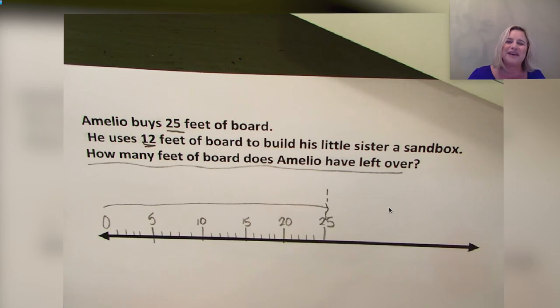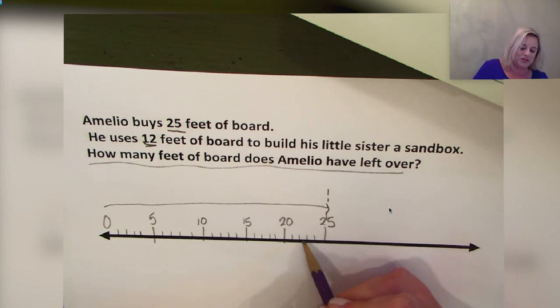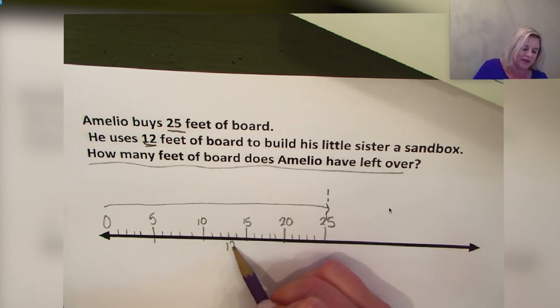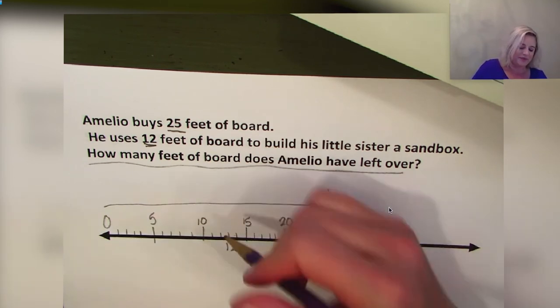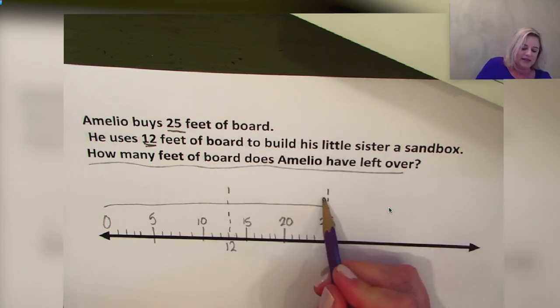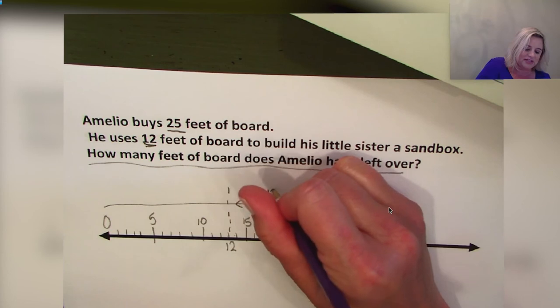Excellent. It will point to the left, showing we are subtracting. So I want you to count with me down our number line to the left of 12. 1, 2, 3, 4, 5, 6, 7, 8, 9, 10, 11, 12. And I will label that here. I'm going to put a dotted line because he went back, how many? 12. Very good, 12 feet.